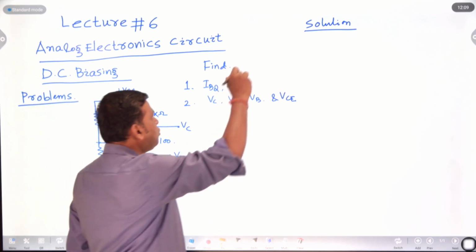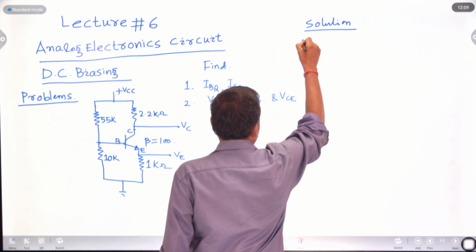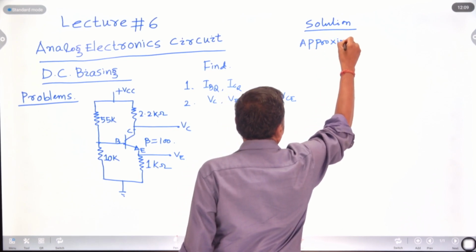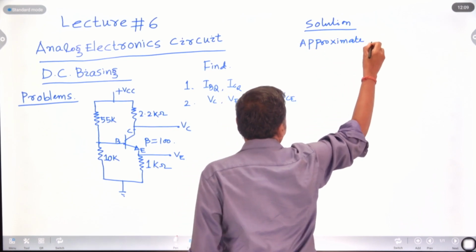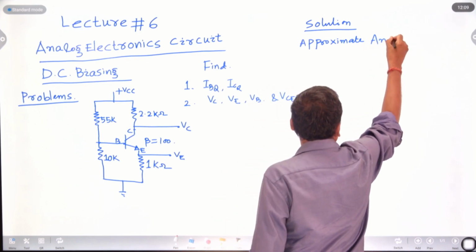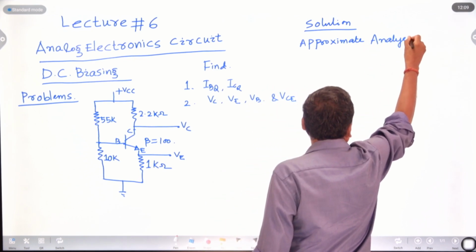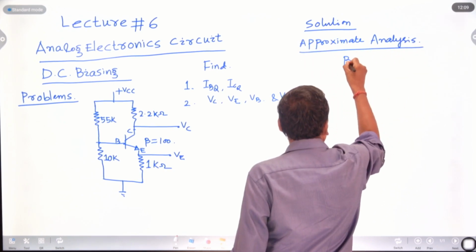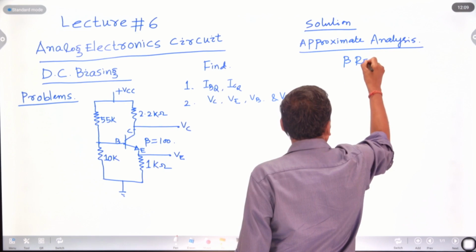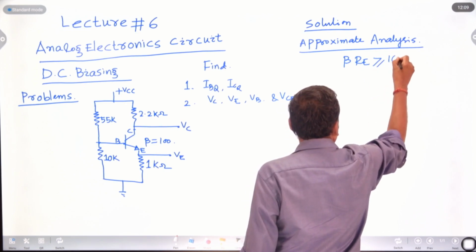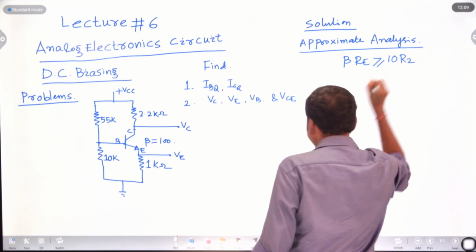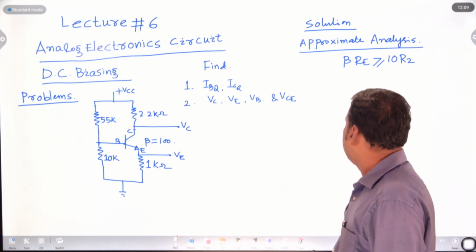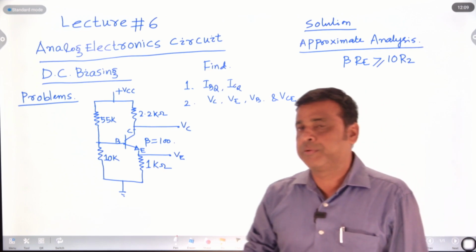So if you choose approximate analysis, what is the condition? Beta RE must be greater than or equal to 10 times R2. If this condition is satisfied, we will follow the approximate analysis. What is approximate analysis? Already I told you in the previous class.